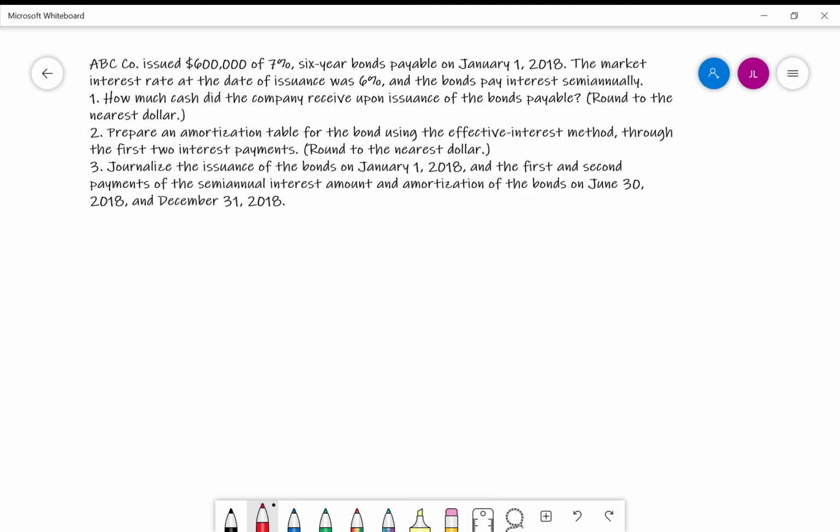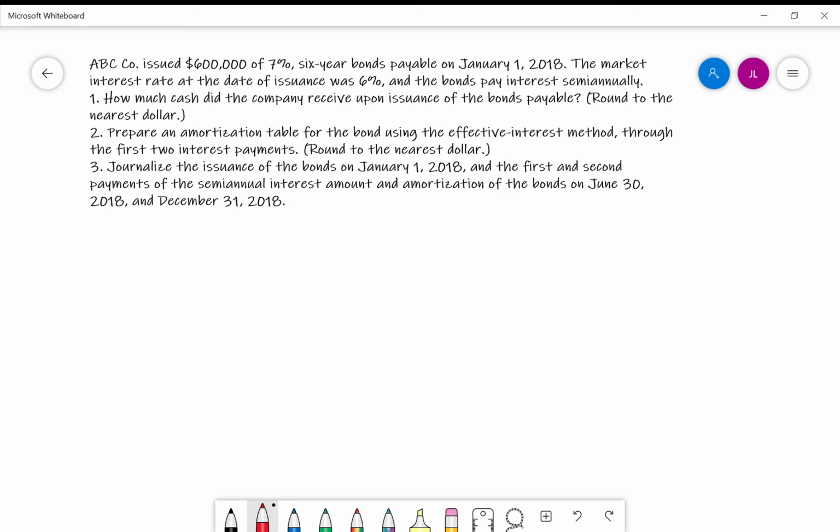And the first thing we need to know is how much cash did the company receive upon issuance of the bonds payable. Number two is preparing an amortization table for the bond using the effective interest method through the first two interest payments. And the third part is journalizing the issuance of the bonds on January 1st, 2018, the first and second payments of the semi-annual interest amount and amortization of the bonds on June 30th, 2018 and December 31st, 2018.